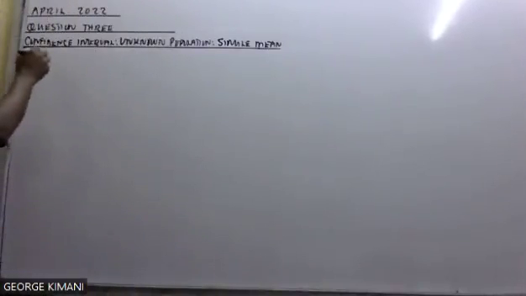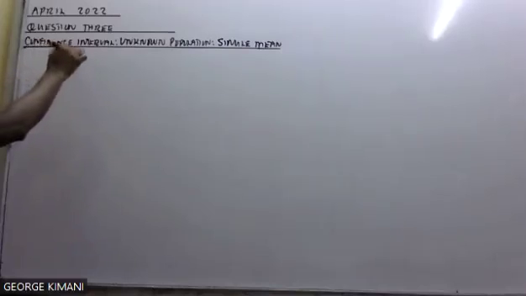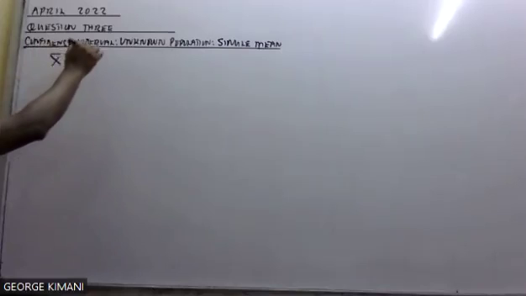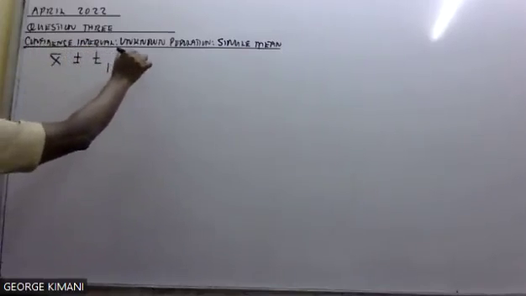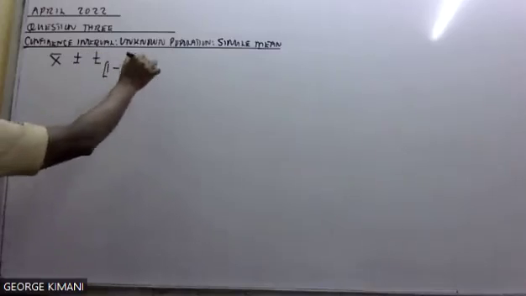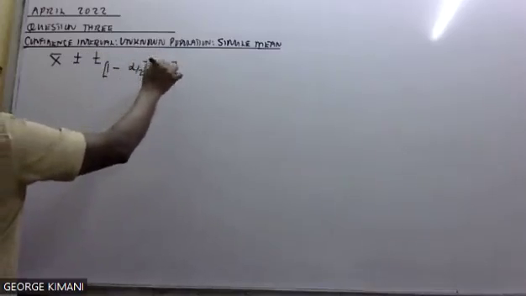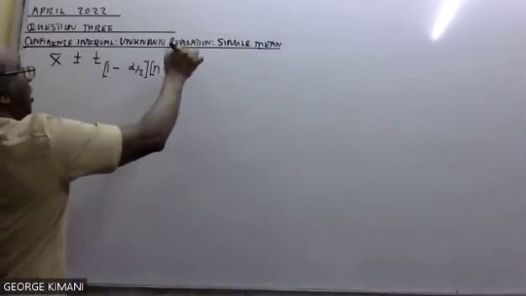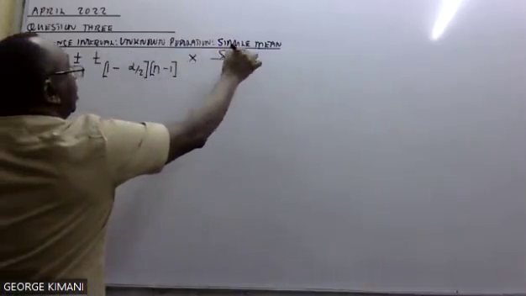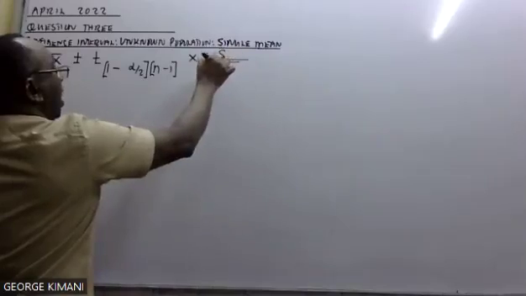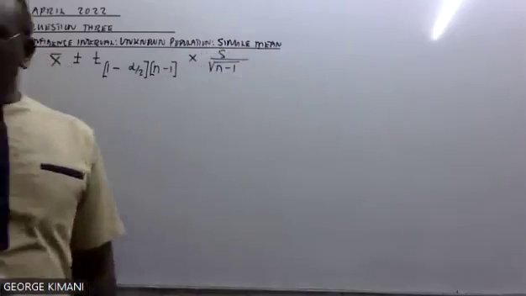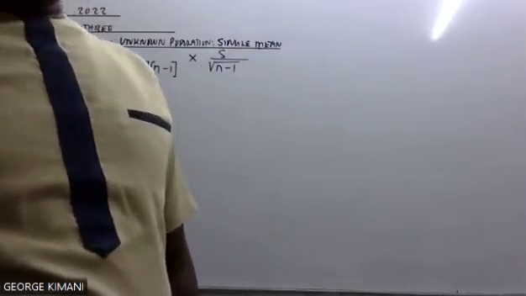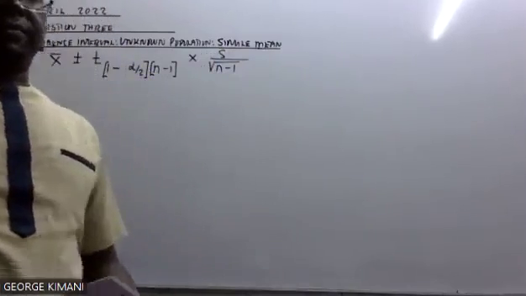So having identified that, the formula is then given as X bar plus or minus T 1 minus alpha out of 2, n minus 1, you multiply by S, which is divided by the root of n minus 1.